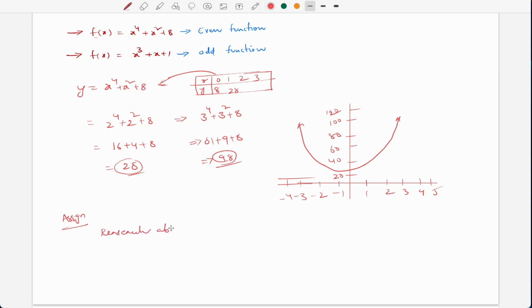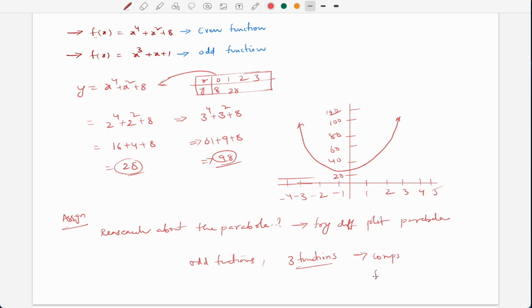research about the parabola, try different values and plot the parabola. I also want you to explore the odd function and plot it on your own, and try three functions in the composite functions, like f of g of h of x, like this.